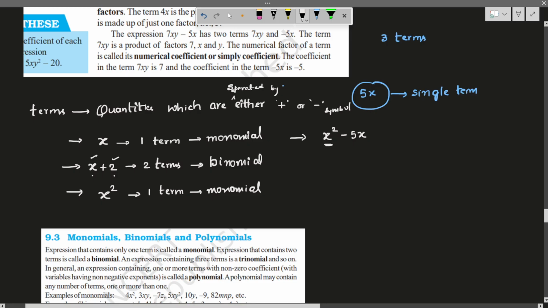Now this is one term and this is one term, because these two quantities are separated by this symbol. So this is one term, this is one term. So there are two terms. And when there are two terms, it is known as a binomial.